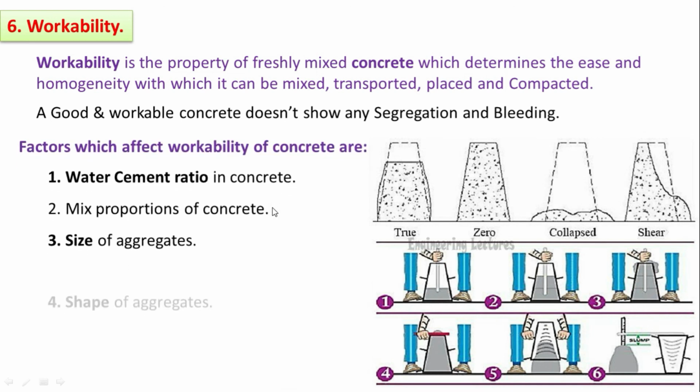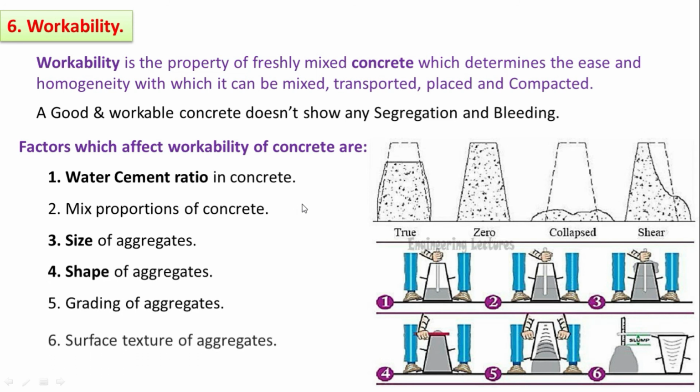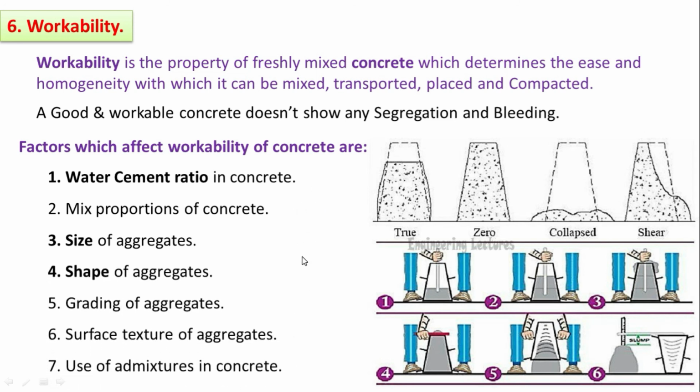So factors which affect the workability of the concrete. Concrete workability can be affected by these different factors. First one is water cement ratio. If the water cement ratio is not proper, then the workability can be affected. Second one is mixed proportions of concrete. Mixed proportions should be followed properly. Third one is size of aggregates. Fourth one is shape of aggregates. Fifth one is grading of aggregates. Sixth one is surface texture of aggregates. And seventh one is use of admixtures in concrete. So these are all important factors which affect the workability of the concrete.